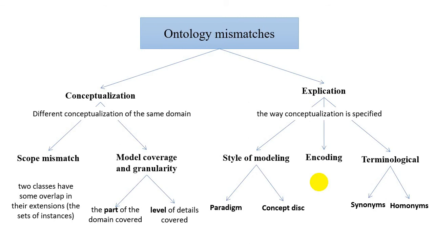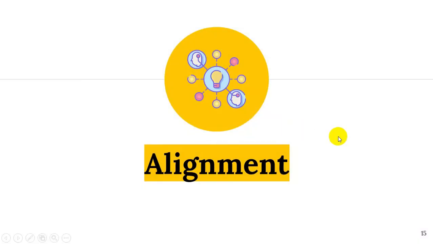So here we have types of ontology mismatches. Basically, we have two types: conceptualization mismatches, which are mismatches of different conceptualization of the same domain, and explication mismatches, which are mismatches in the way a conceptualization is specified. Each of them falls into other subkinds of mismatches that are shown here. So let's see these three processes in detail, and the beginning will be with the alignment process.